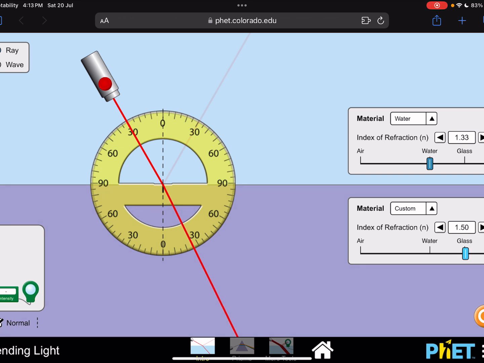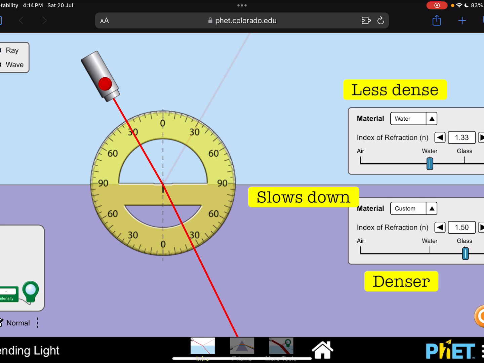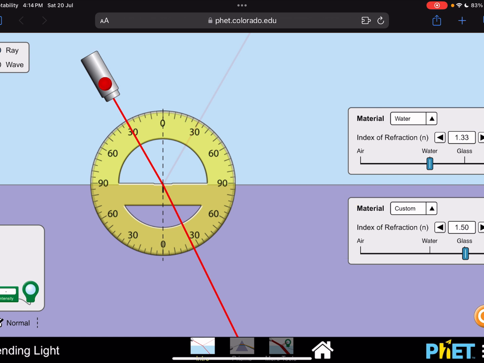Okay, so as it travels from less dense to a denser medium, it will slow down. The speed of light will slow down and it will bend towards the normal. Hence, the angle of refraction will be less than the angle of incidence.